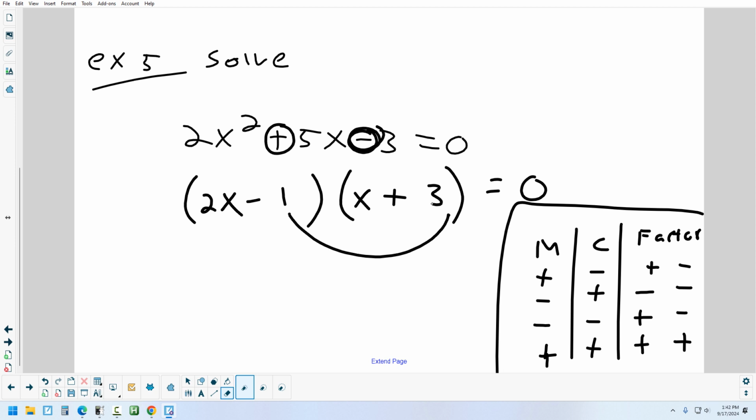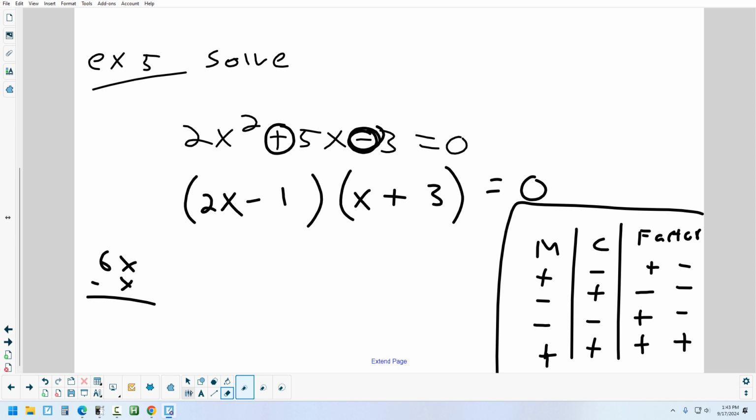Let's check it. What's 2x times x? We got that. What's 2x times 3? How about Brett? 6x. What's negative 1 times x? Negative x. And what's 6x minus 1x? 5x. That's exactly what we wanted in the middle. And negative 1 times 3 is negative 3. Okay, so we factored that perfectly.